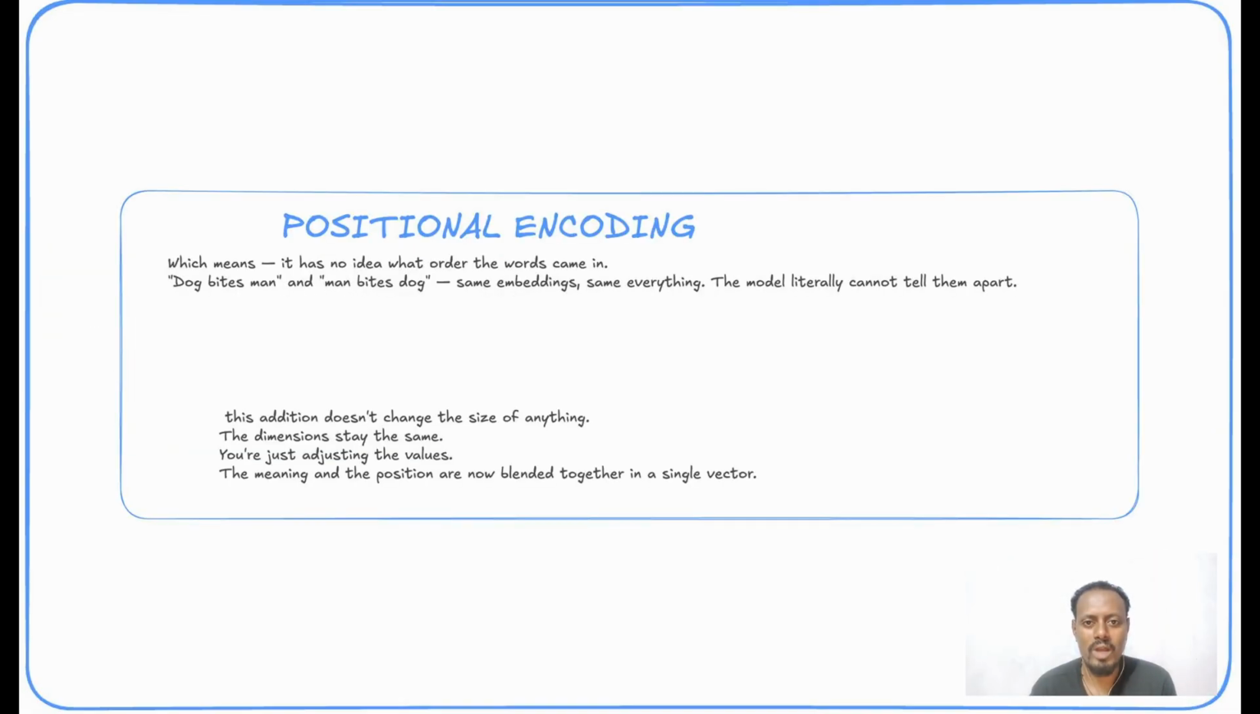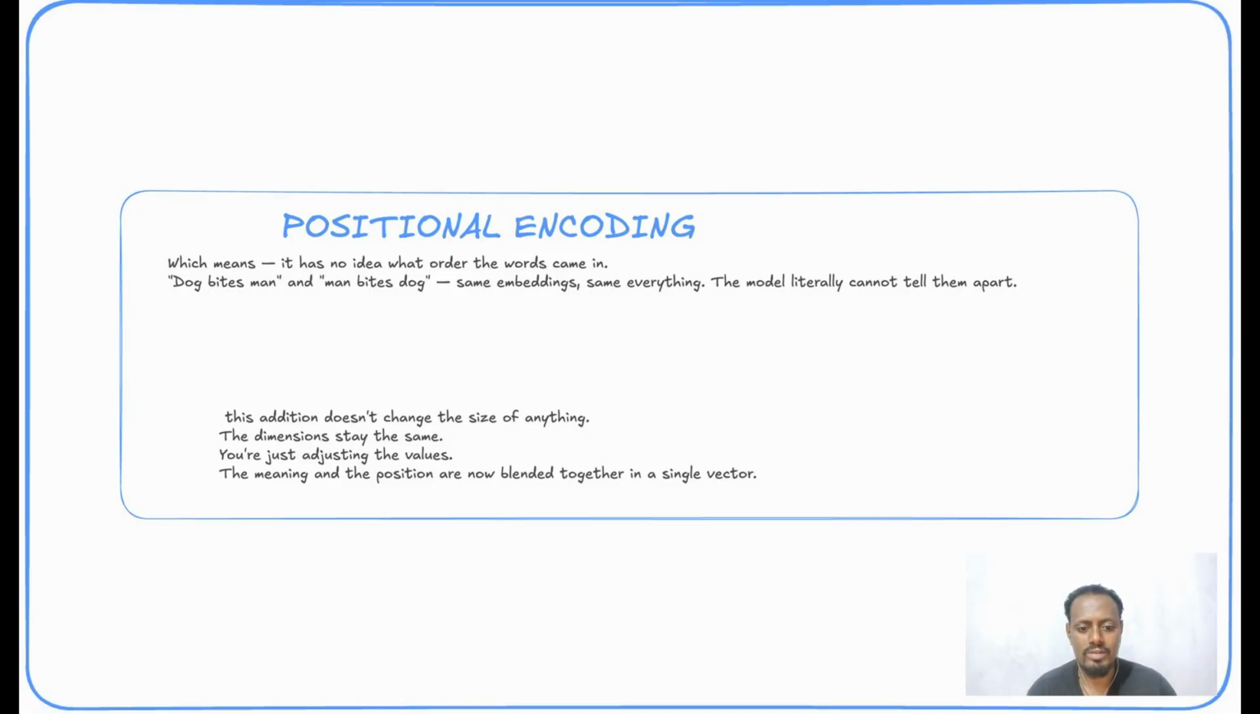But we have one more problem. A transformer processes all the tokens at the same time, in parallel, not one by one from left to right, all at once, which means it has no idea what order the words come in. "Dog bites man," "man bites dog." The same embeddings, the same everything. The model literally cannot tell them apart. And order matters enormously in language models, obviously. So before feeding the embeddings into the model, we add something called positional encoding.